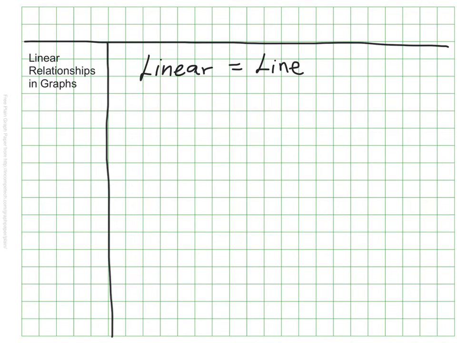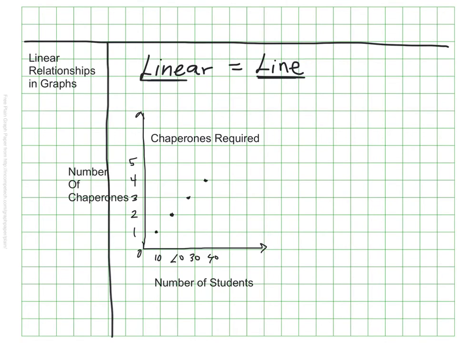In a graph, we can see a linear relationship if it makes a straight line when we look at the data all together. The data would be connected with a straight line. In our first example, the number of students and the number of chaperones, the number of chaperones depended on the number of students, and the graph of the data would look like this.